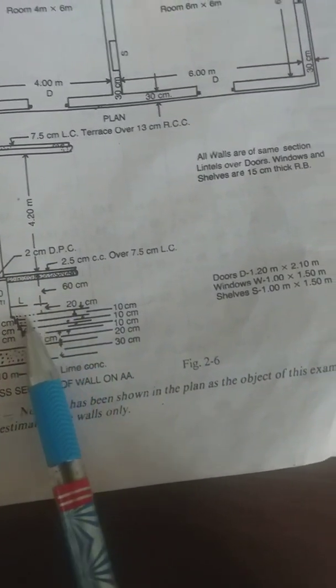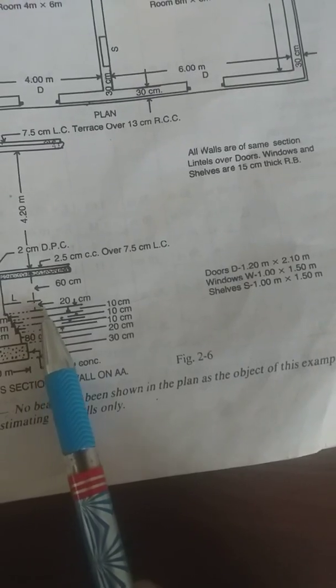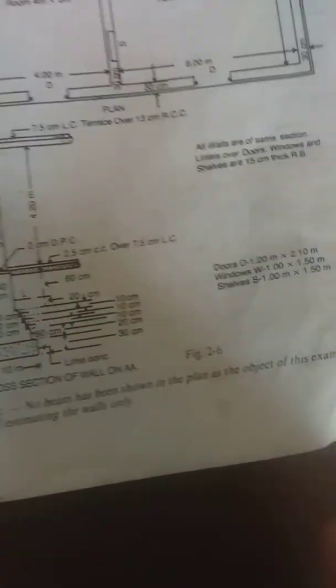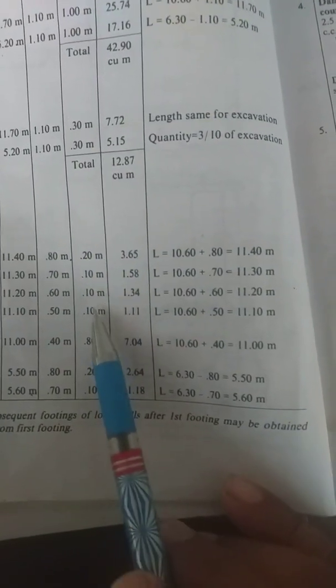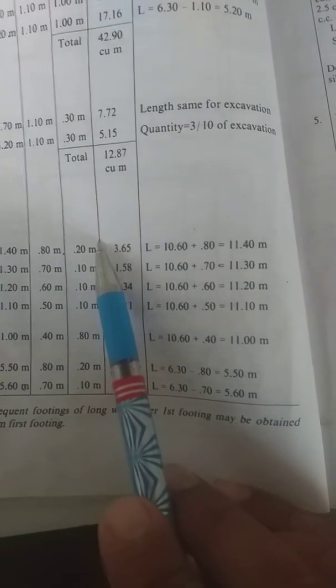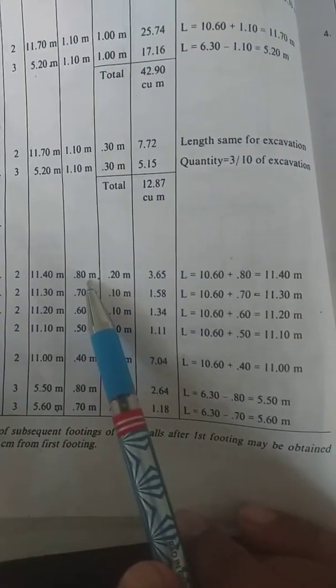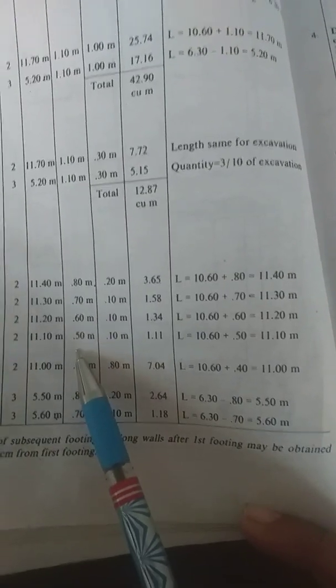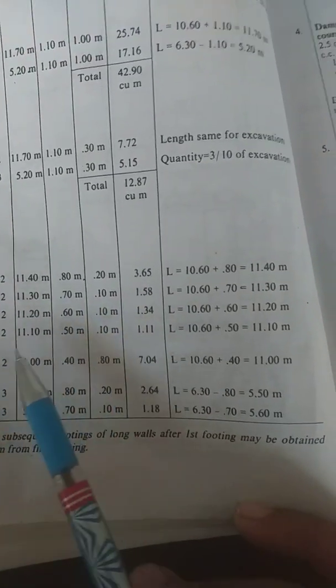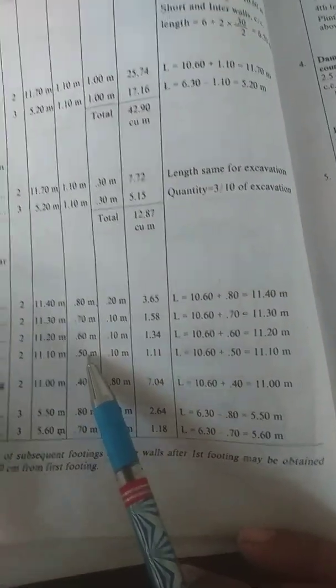60 plus how much it is, 20, so 60 plus 20, 80 centimeter. So plinth wall height is 80 centimeter, and the rest are 30, 10. Similarly, width 80 centimeter first footing width, second footing 70, 60, 50. You just cross check it from the cross section of the wall.